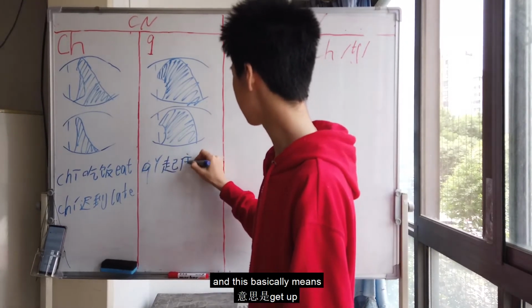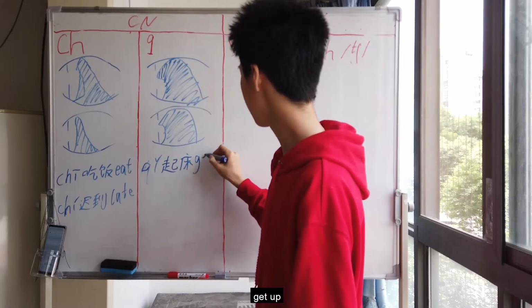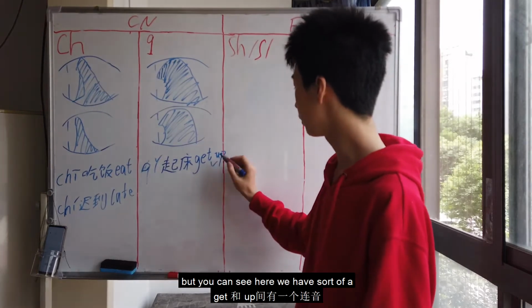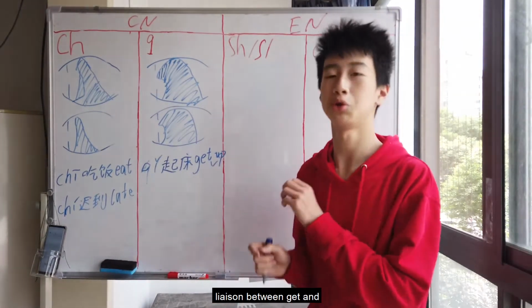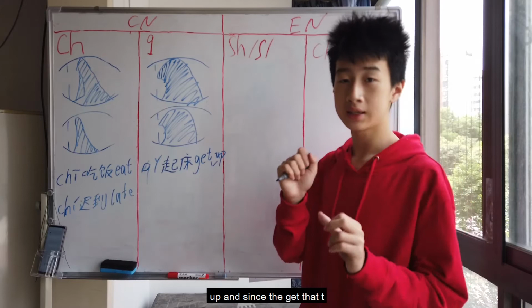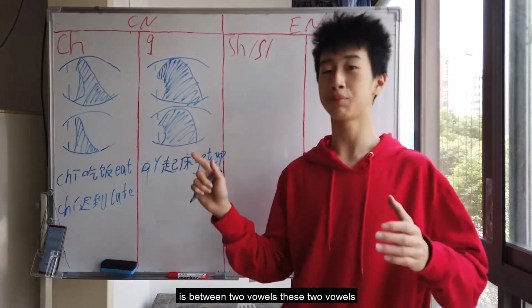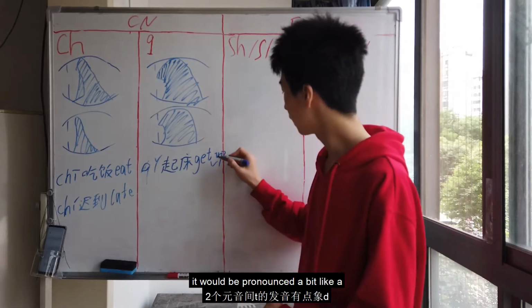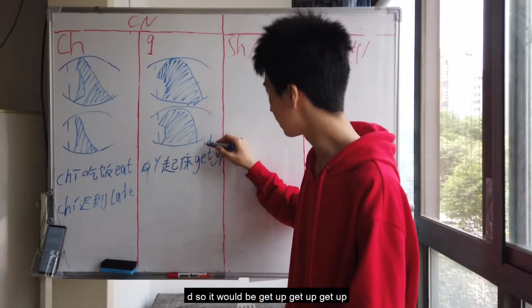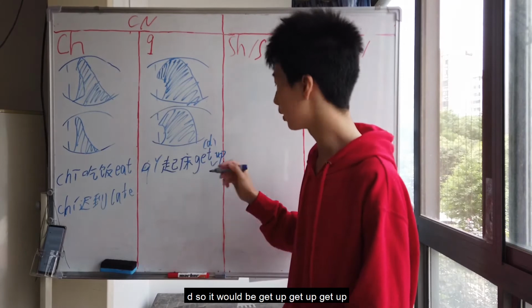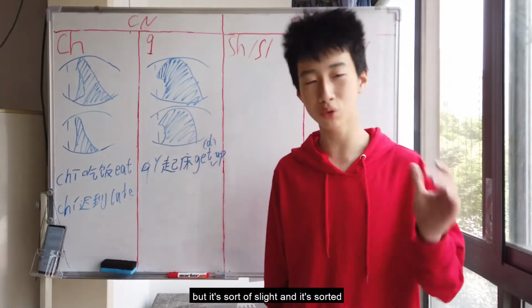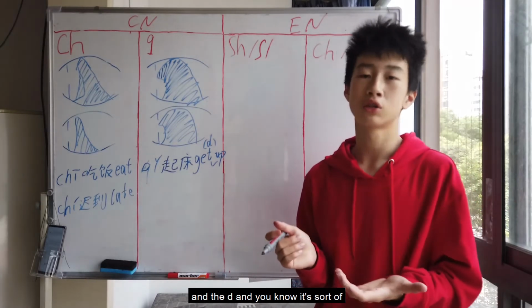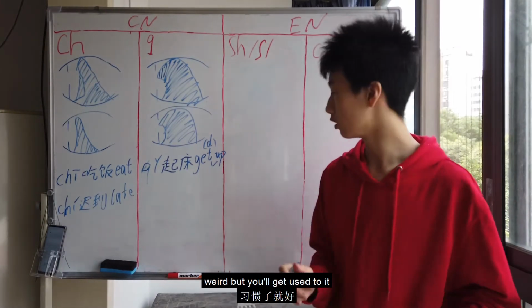This basically means get up. But you can see here we have a liaison between get and up. Since the T in get is between two vowels, it would be pronounced a bit like a D, so it would be get up, get up, get up, but it's slight and between the T and the D. It's sort of weird, but you'll get used to it.